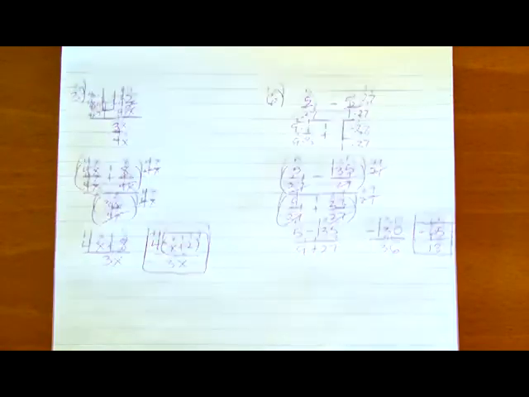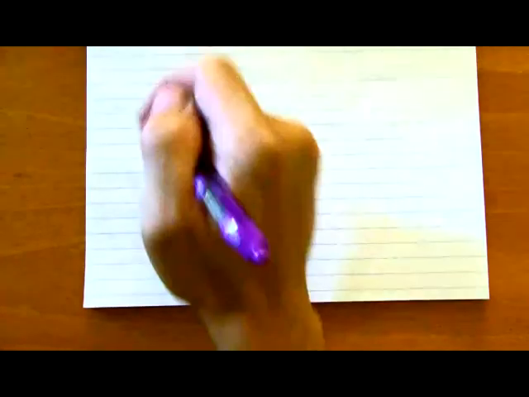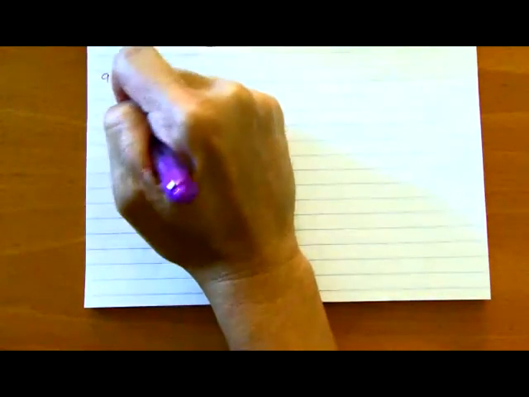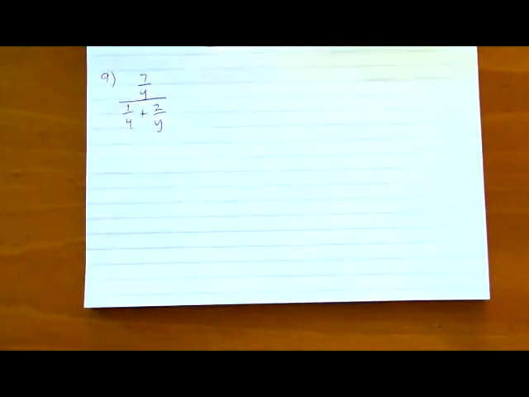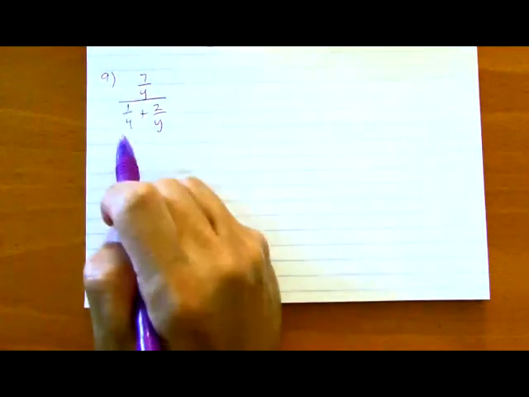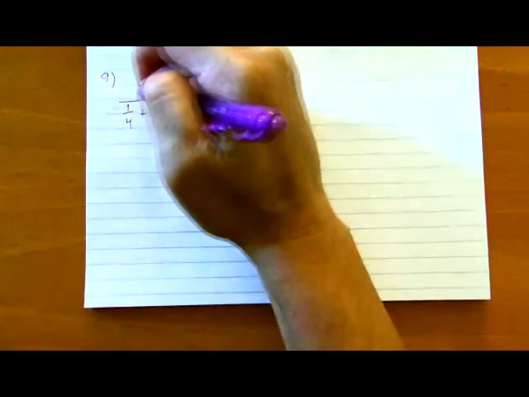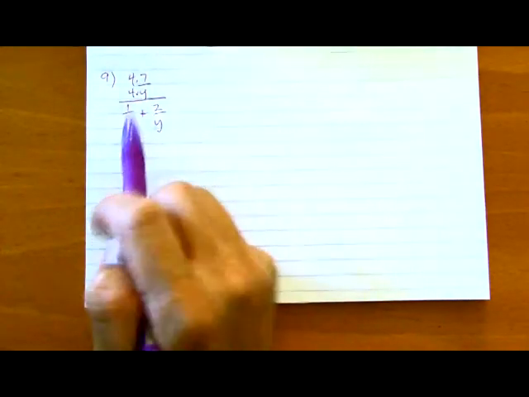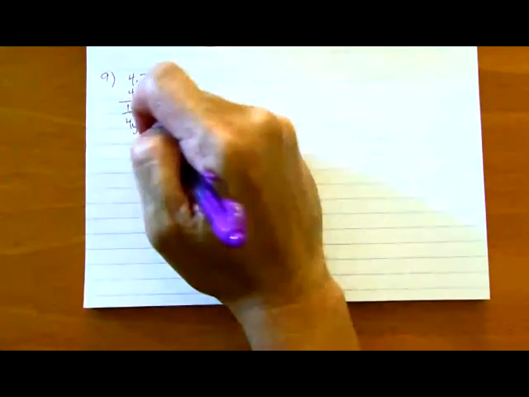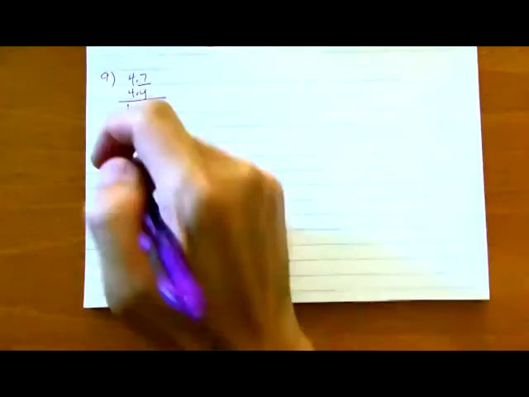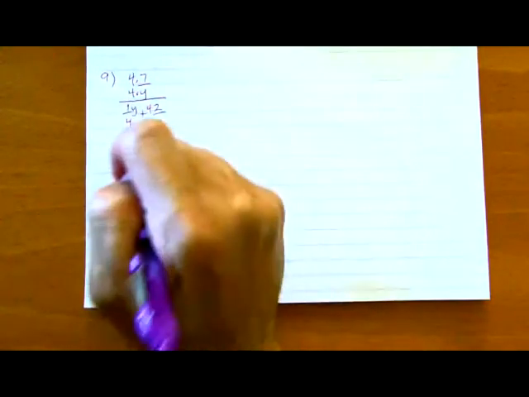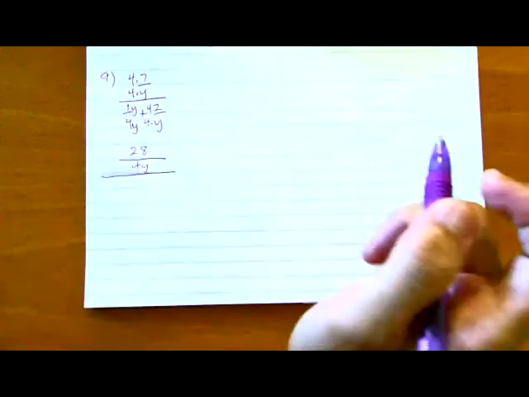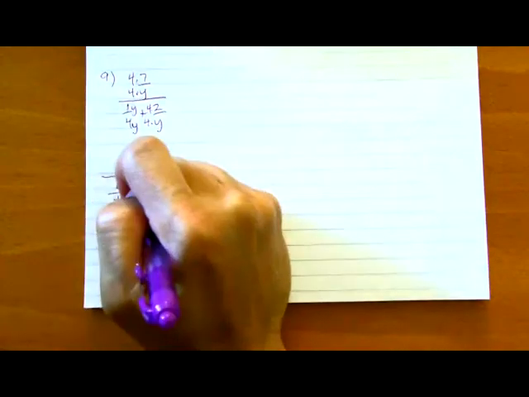Number 9. Number 9 says 7 over y, over 1 over 4 plus 2 over y. We can go for 4y. This is missing a factor of 4. Multiply top and bottom by 4. This fraction is missing a y. This one is missing a factor of 4. So now we have 28 over 4y, over y over 4y plus 8 over 4y.